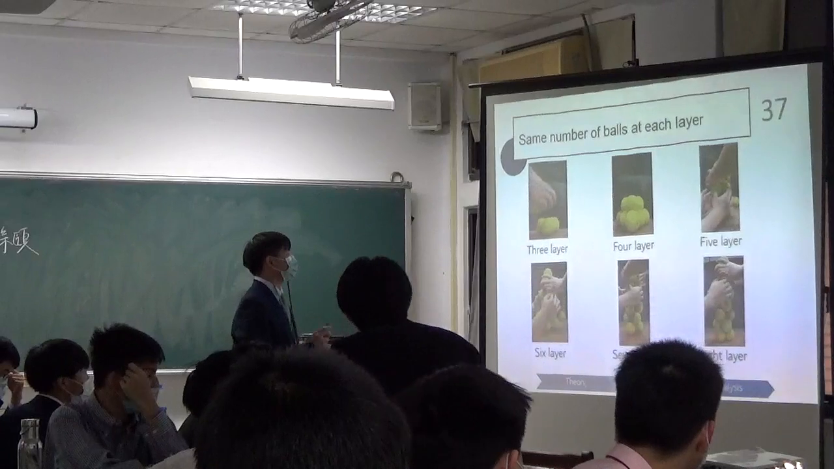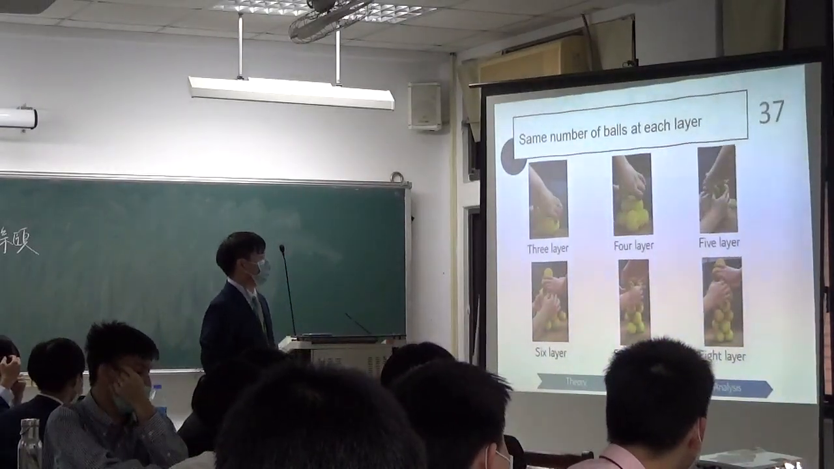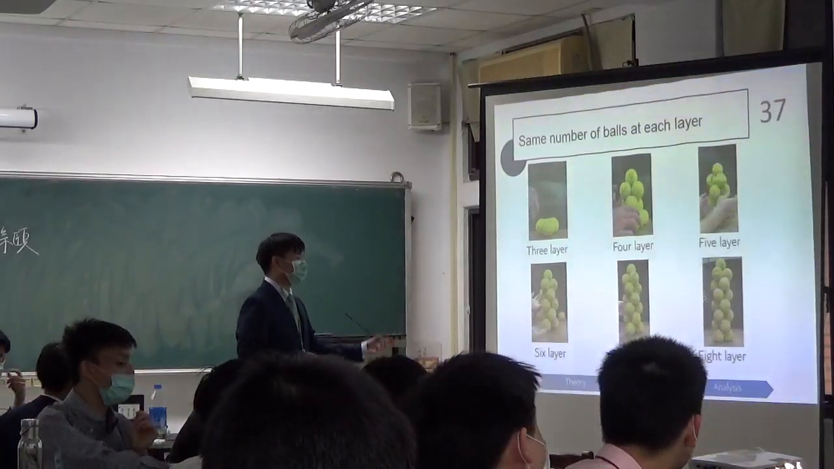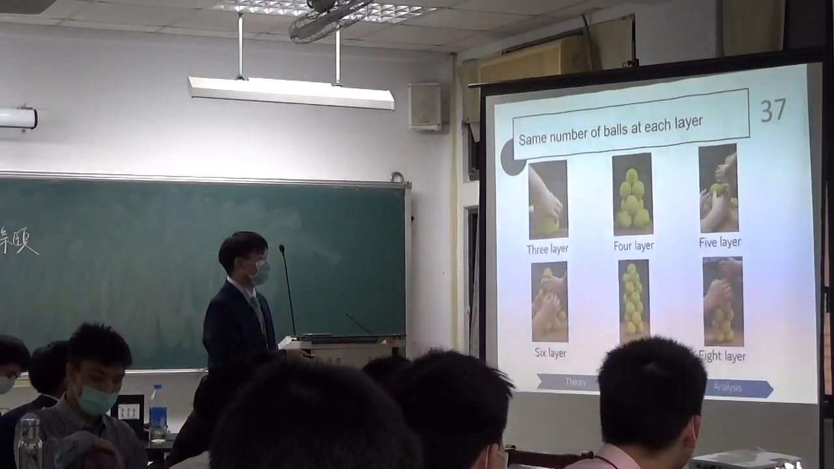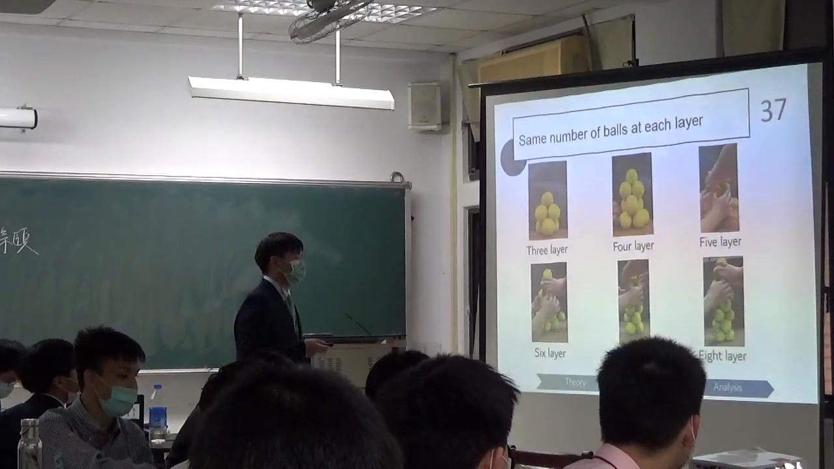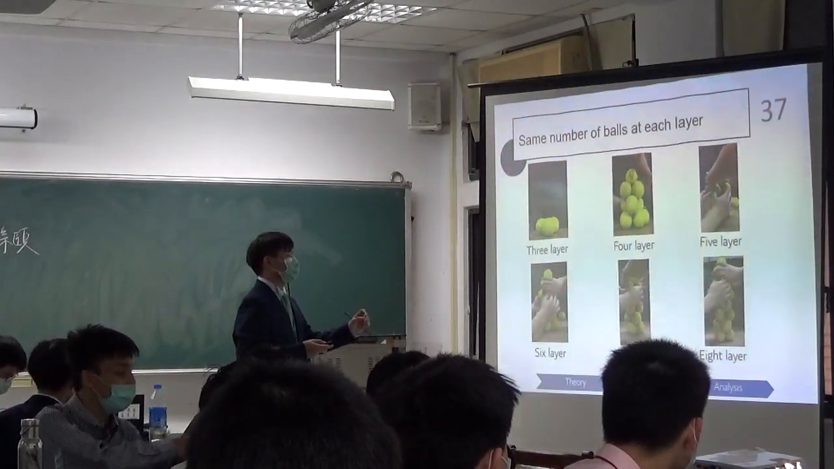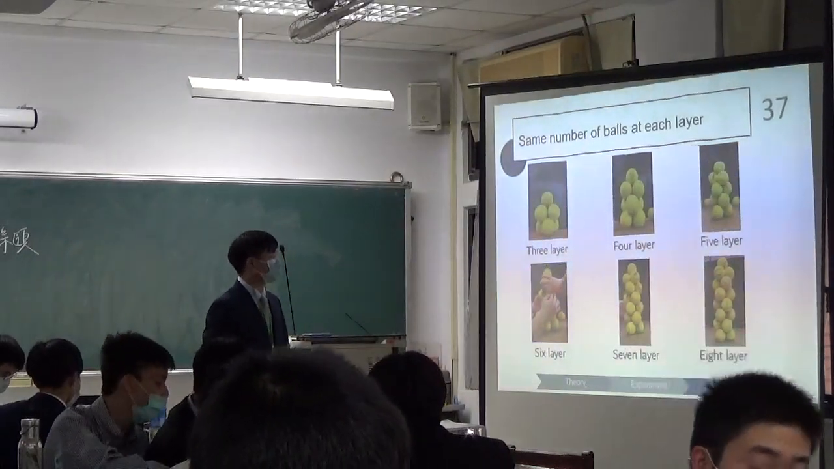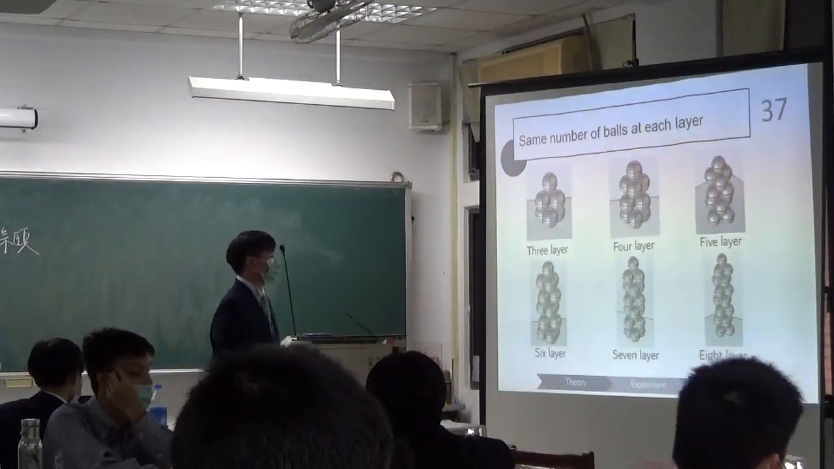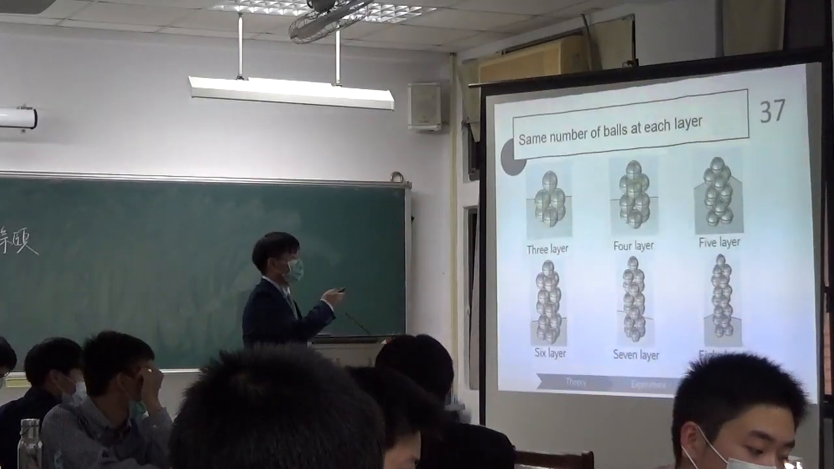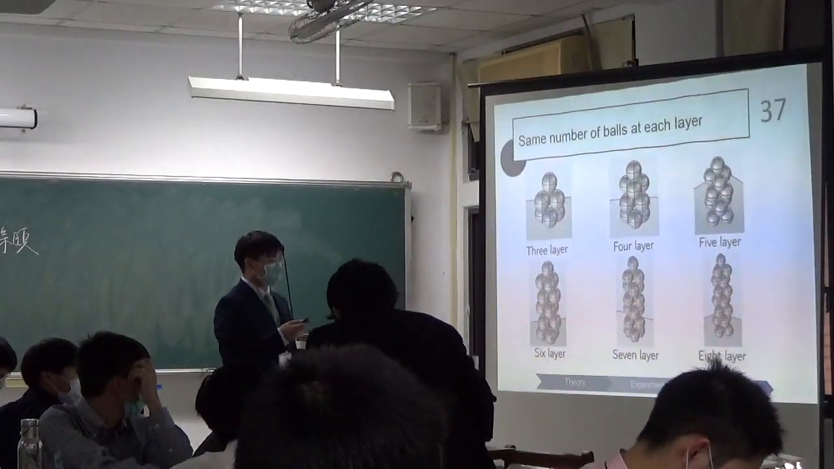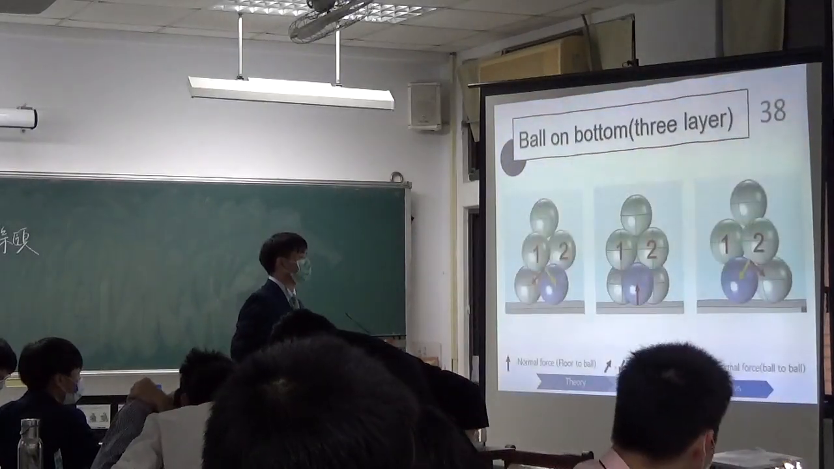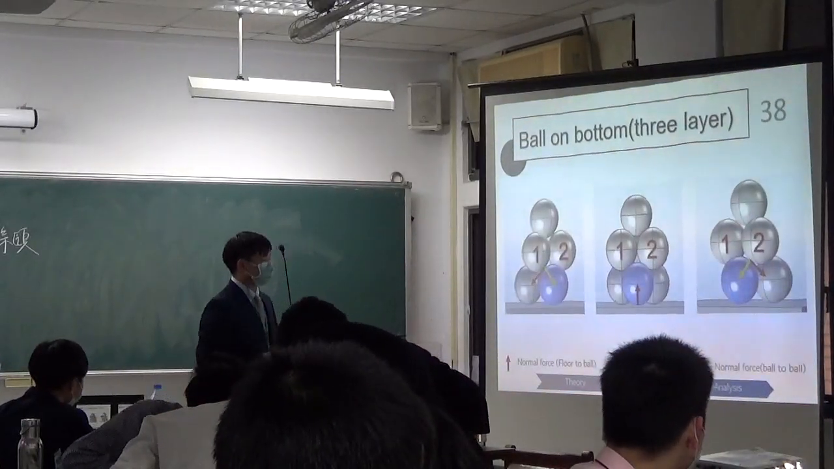And next part is the same number of balls at each layer. And this video is the way I built this type of tower. The 8th layer is the highest tower I can build. It is like this type of tower. So I can use the console to build this six-layer tower. And I discussed this friction.